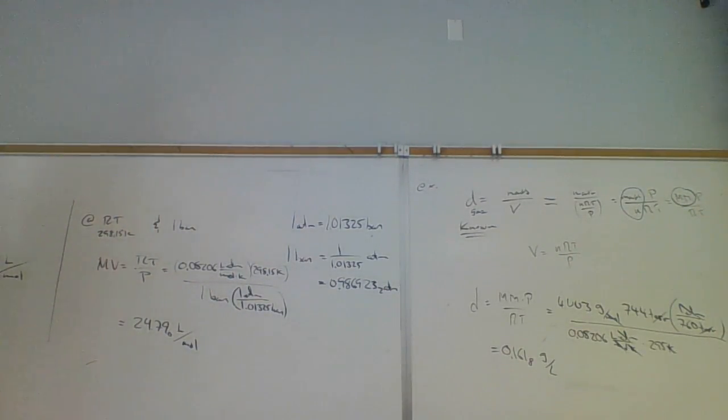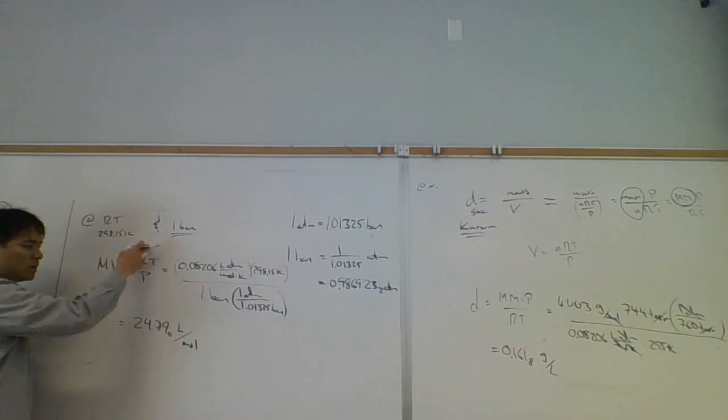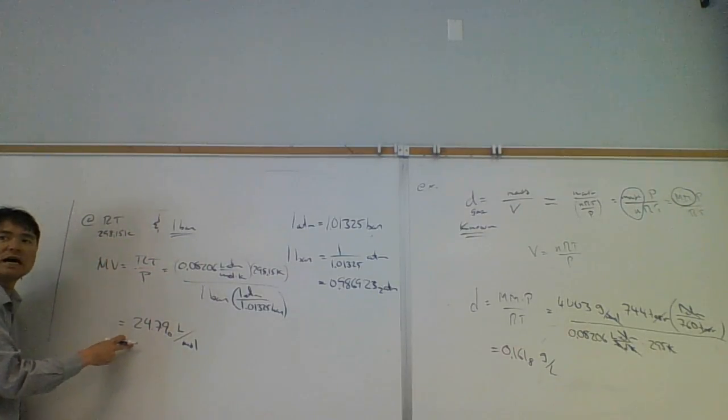All right, so we either work in atmospheres or bar. If we work with atmospheres, then it's 24.45. I've actually memorized this number. It's a useful number to know. If we work in bars, slightly less pressure, it's going to be 24.79 liters per mole.